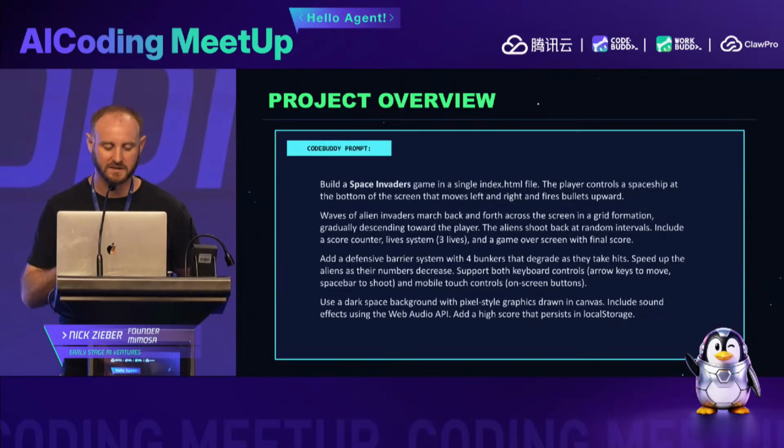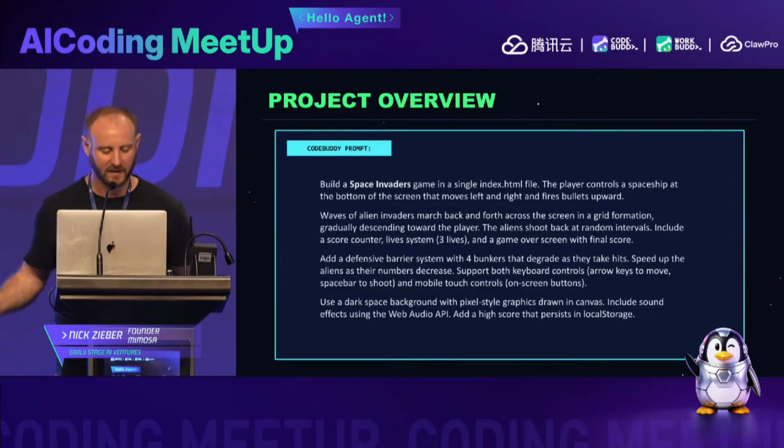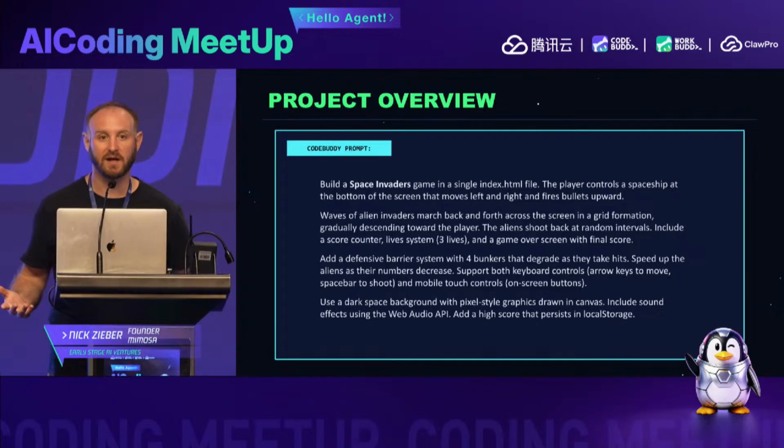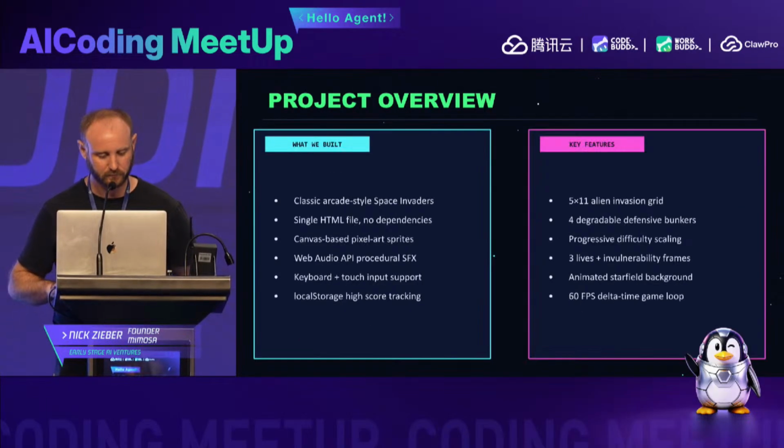It's based on a retro Space Invaders game. Waves of alien invaders march back and forth across the screen in a grid formation, and then add some defensive barriers with 4 bunkers, and use a dark space background with pixel-style graphics. And then the last thing that we have are some sound effects. So here's what we built. And all of this was done and processed with the CodeBuddy system.